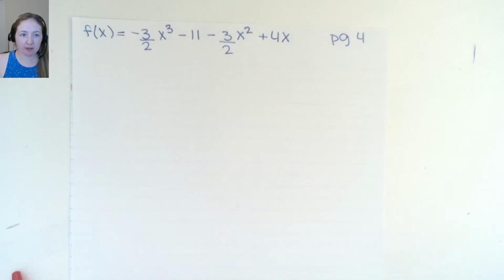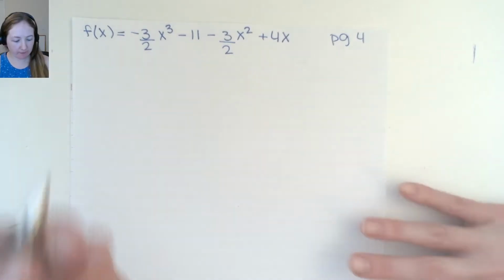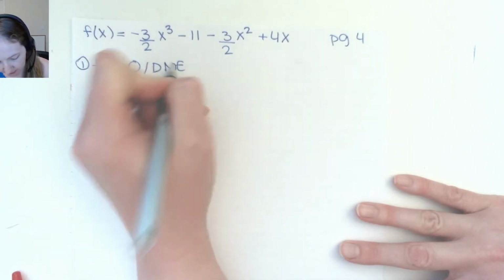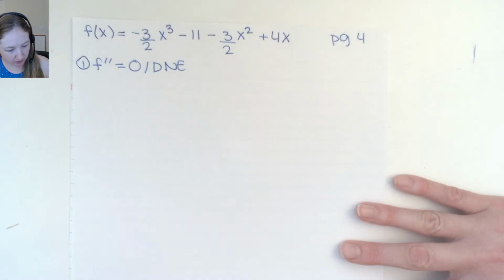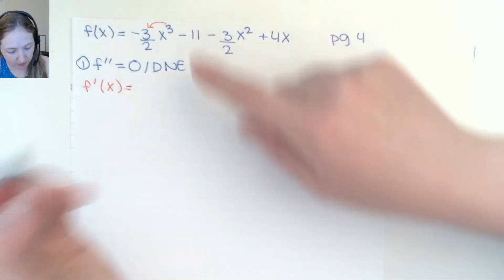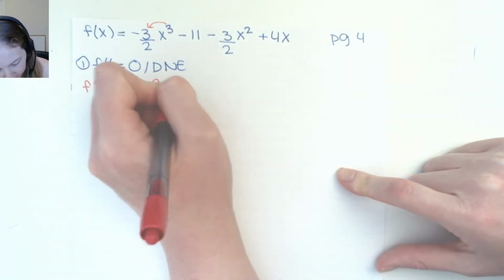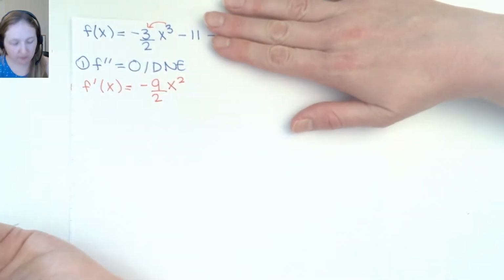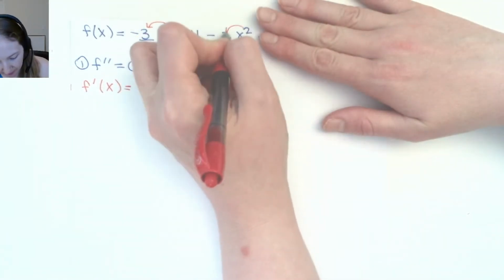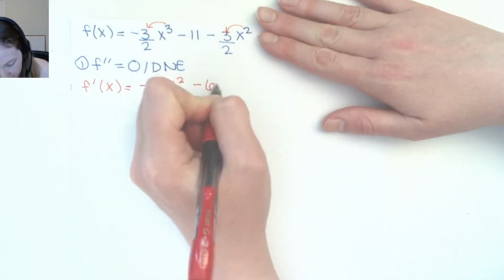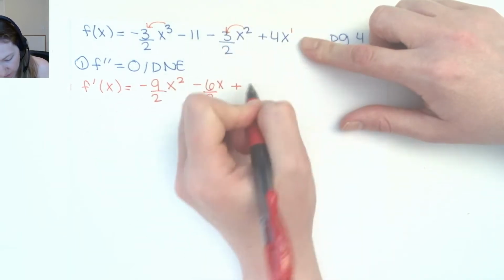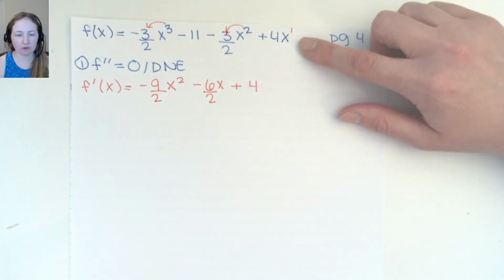All right, so here we're trying to find our concavity on page 4. My first step is simply to find where the second derivative equals 0 or does not exist. So I'm going to take my derivative. f prime of x is going to look like 3 times 3, which will give us a negative 9/2 x squared. The negative 11 is a standalone constant, so that goes to 0. Then we have negative 3 times 2, so negative 6x over 2. And then the x to the first is a linear term, so that goes to 4.